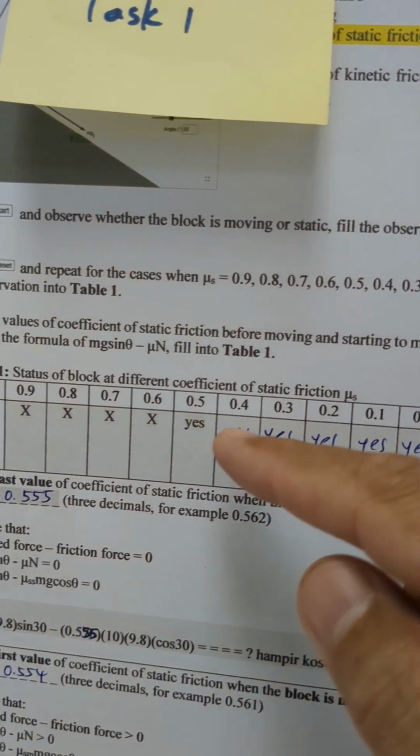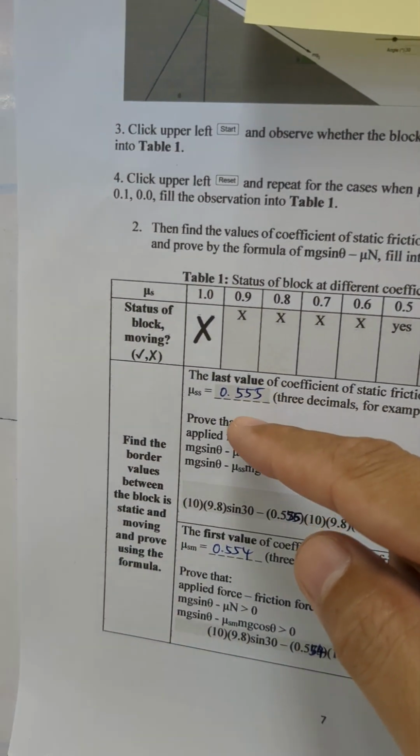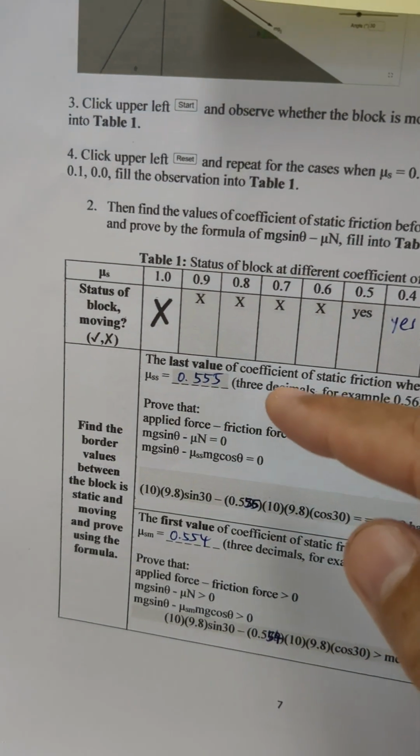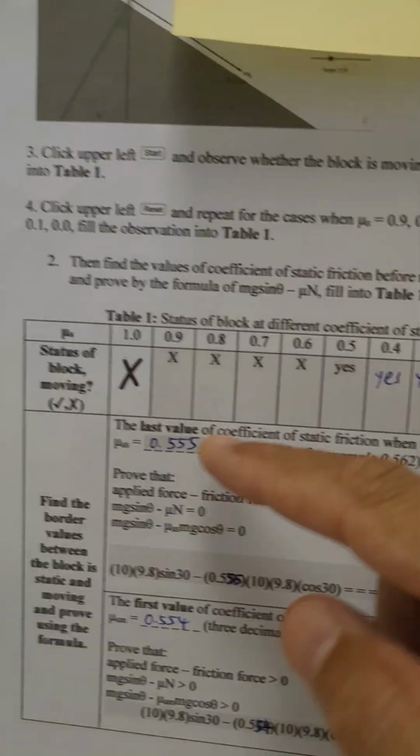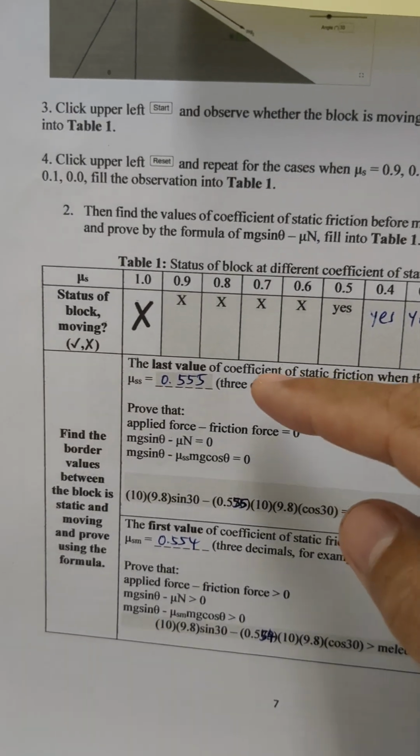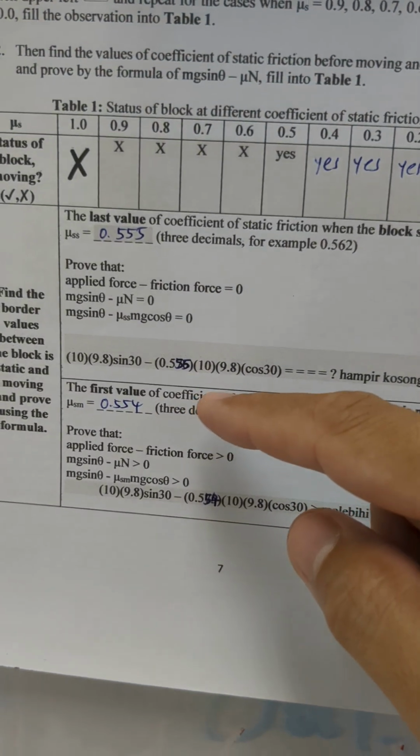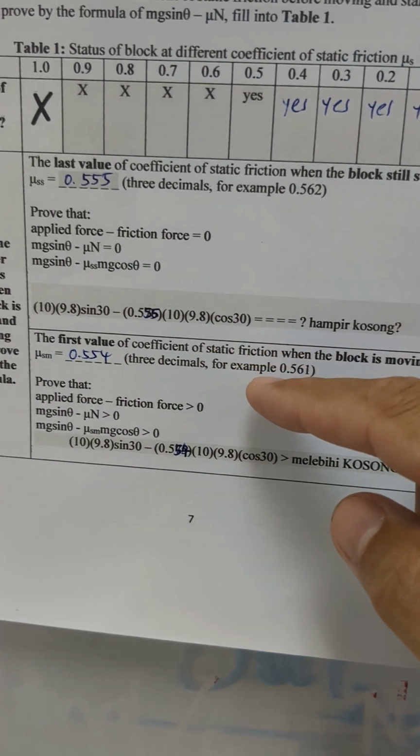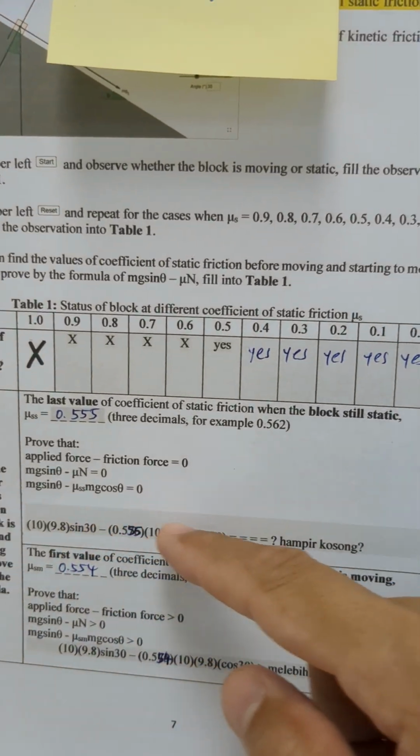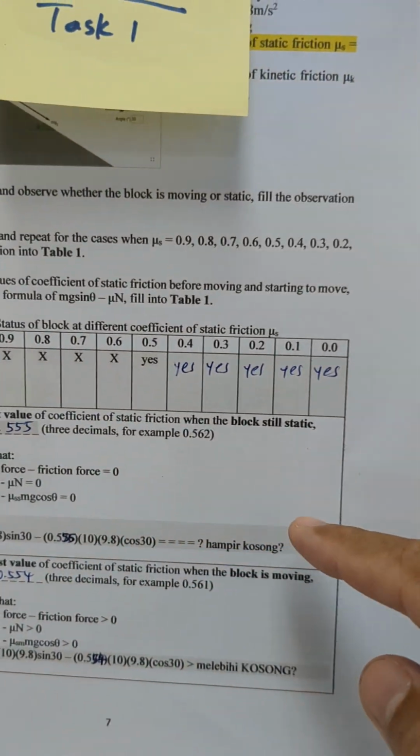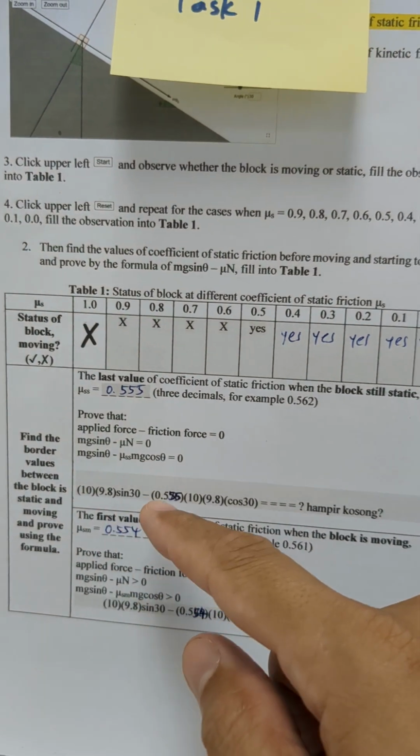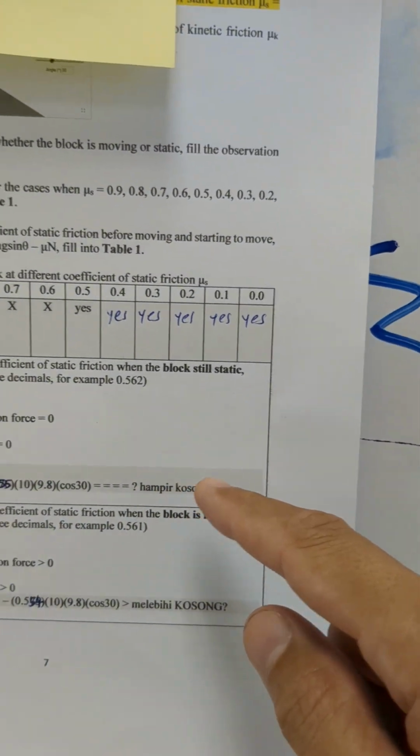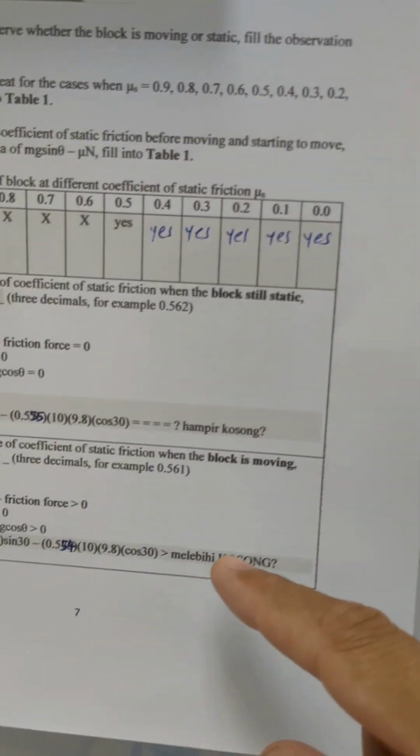After trying it many times, we're going to get the number equal to 0.555, just as an example. And after that, we want to try the number that is going to move the object, 0.554. Also, we want to prove whether this formula will become 0 or not. We will put in the value and we'll see, oh, it's becoming 0. This one is greater than 0.